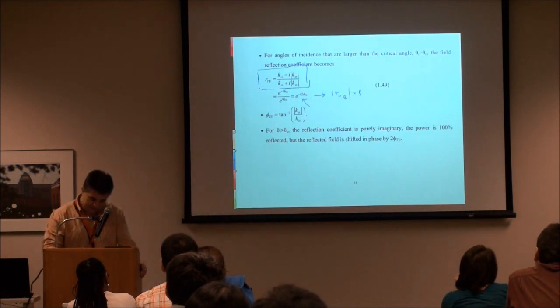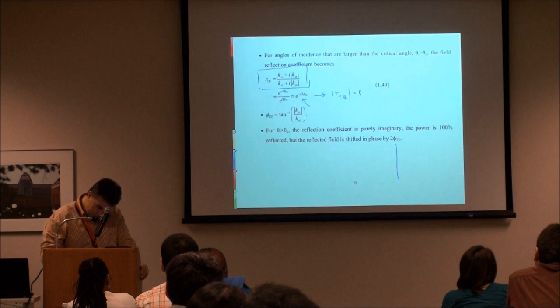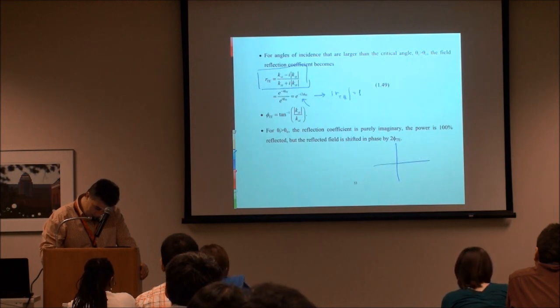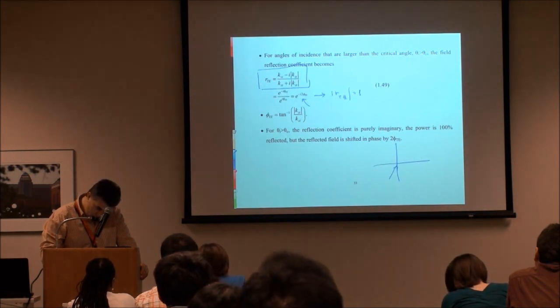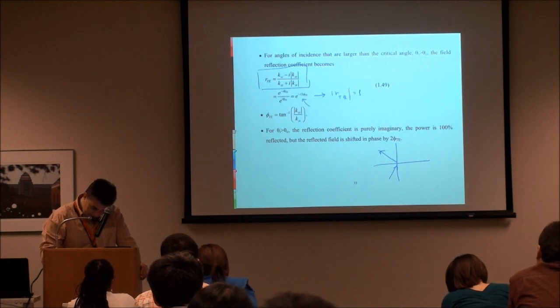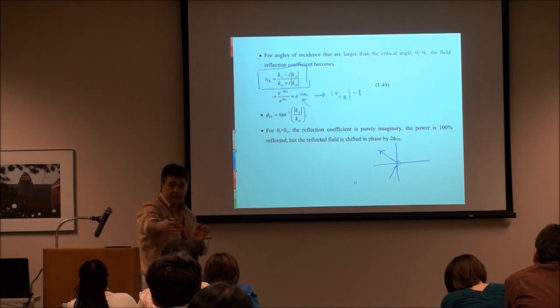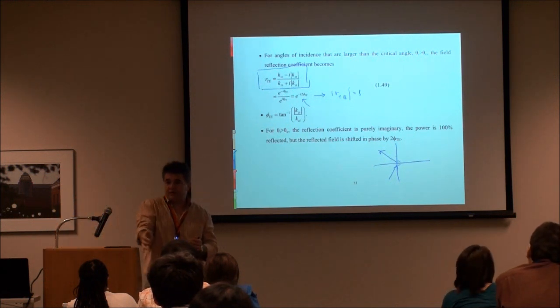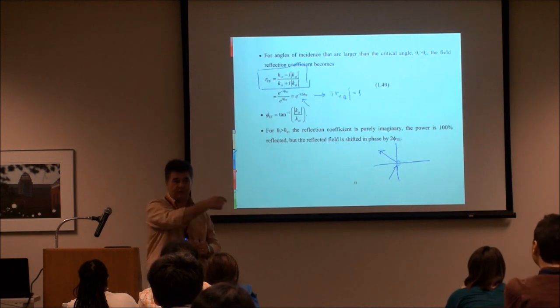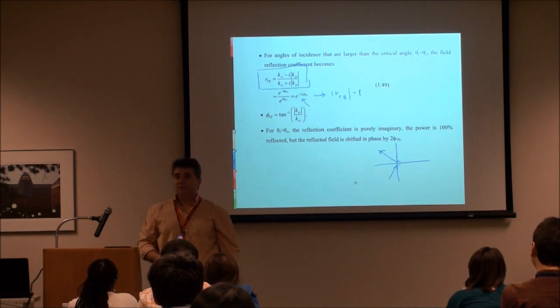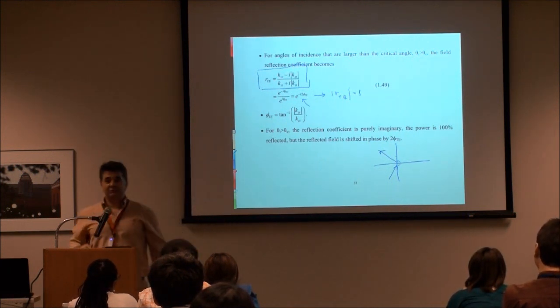You see what that means? It's as if I'm coming incident here, all my light gets reflected, except that as if the light passed some time in the other medium and then came out, with some time delay. As if it explored a little bit the other medium and then came out. That's just a kind of a picture. Don't take it literally.